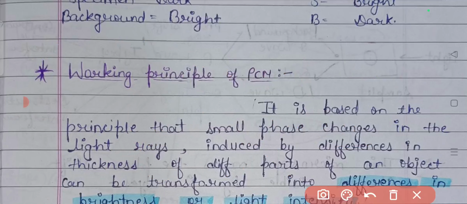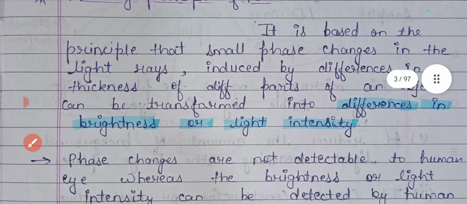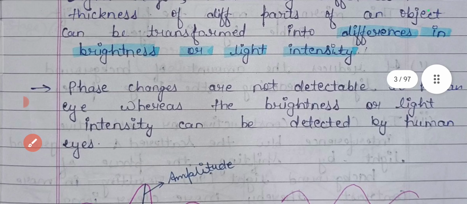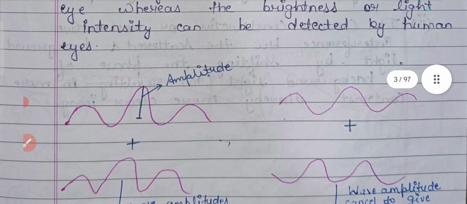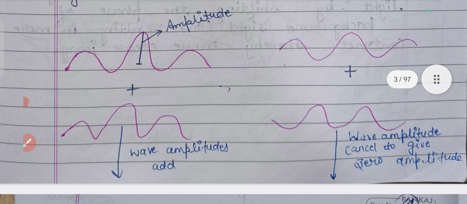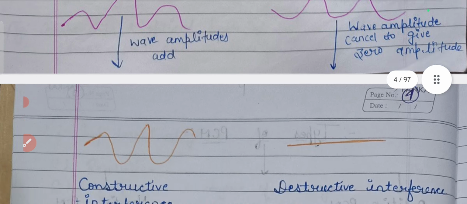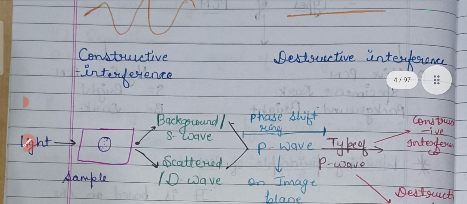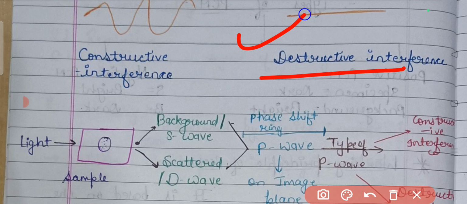So yeah, this is all about the working principle. Again, the role of background light, the role of phase shift ring, the relation between the intensity and the amplitude, this is all given in the working principle as I have explained earlier, so there is no need to read and revise that again. This is the diagram representing the constructive and the destructive interference. In case of destructive interference, no image will be produced, and in case of constructive interference we will be seeing a clear and contrasted image.